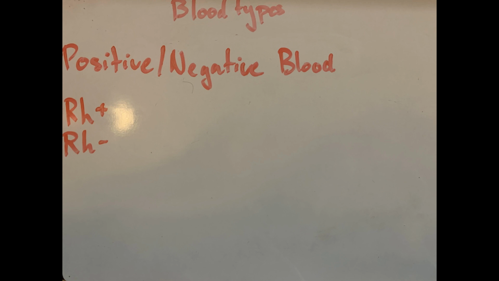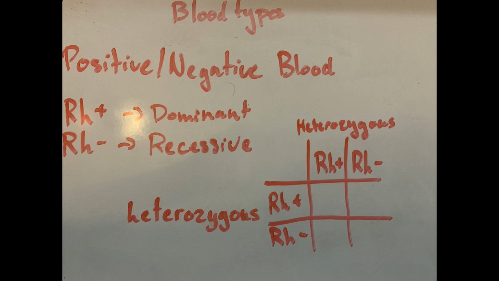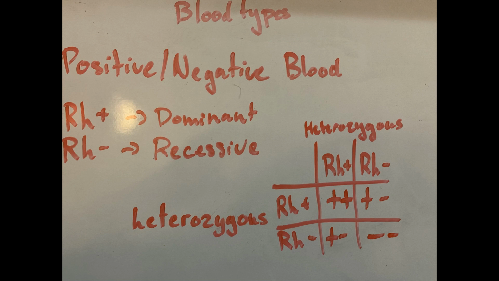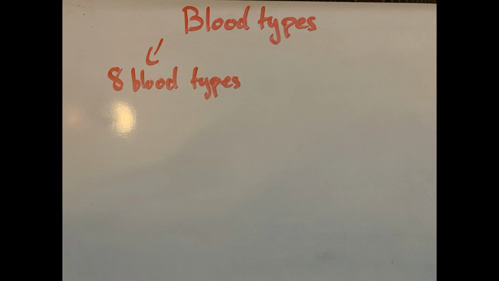Blood can also be positive or negative, positive being dominant over negative. In a heterozygous mix, the phenotype of the offspring would be 75% positive and 25% negative. In the genotype, 25% would be homozygous positive, 25% would be homozygous negative, and 50% would be heterozygous. So there are actually 8 blood types.